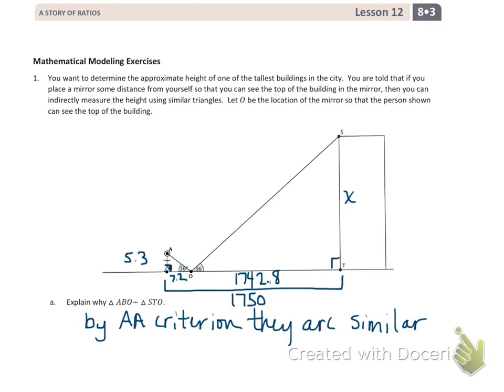Okay, so we are asked, do we have enough information to determine the approximate height of the building? If yes, determine the approximate height. If not, what additional information is needed? So pause the video, think about that, and then we'll go on. This is very similar to the problems we did in lesson 11 of deciding if we had enough information to solve for an unknown part.